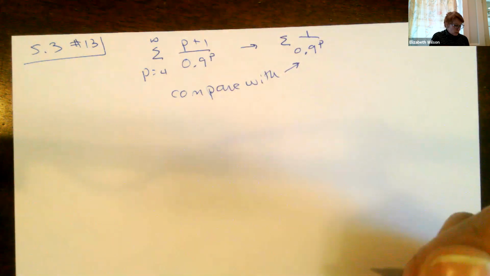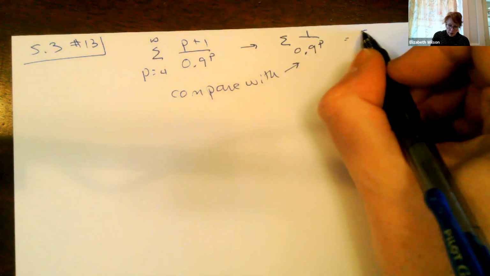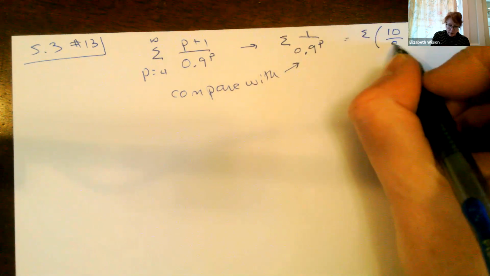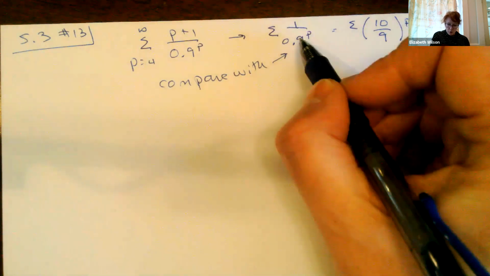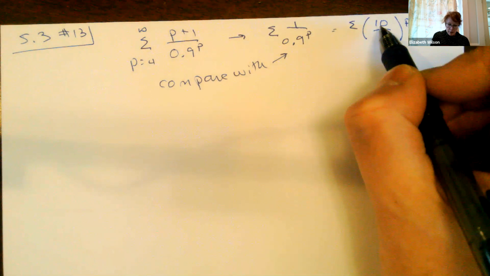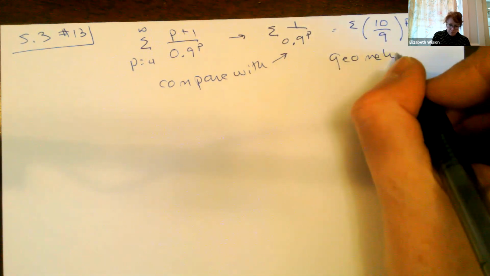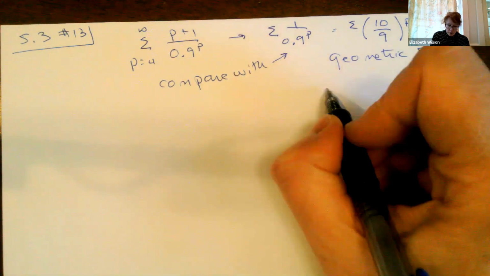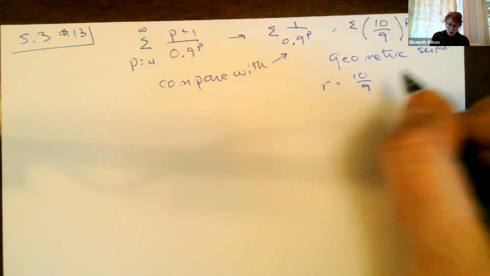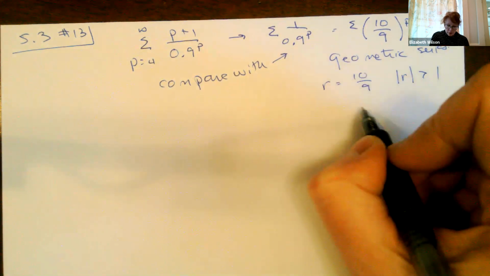that, which is essentially 1 over 0.9, which is really 10 over 9 raised to the p power, right? Because this is 1 over 9 over 10, so this becomes 10 over 9, which is a geometric series with our r equal to 10 over 9. So our issue is that the absolute value of r is greater than 1. So therefore this thing diverges.